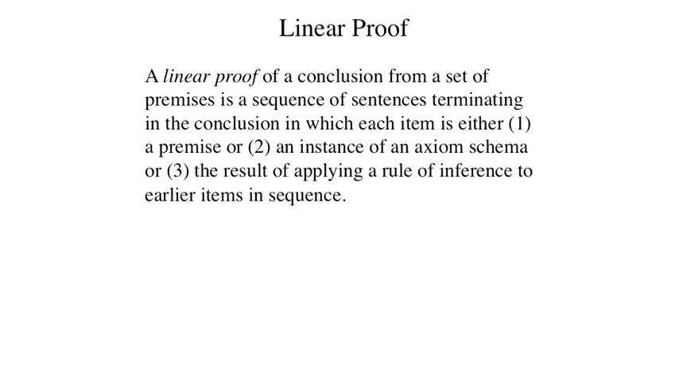By stringing together applications of rules of inference, it's possible to derive conclusions that cannot be derived in a single step. The idea of stringing together rule applications leads to the notion of a linear proof. A linear proof of a conclusion from a set of premises is a sequence of sentences terminating in the conclusion, in which each item is either a premise, or an instance of an axiom schema, or the result of applying a rule of inference to earlier items in the sequence.